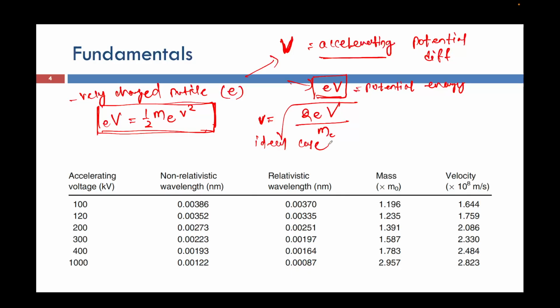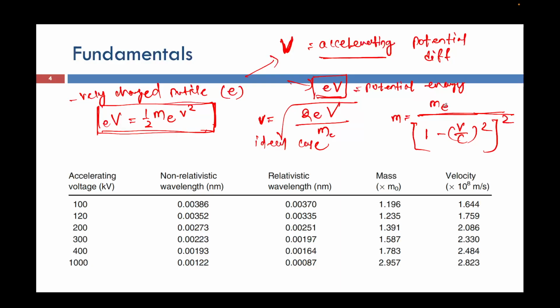But the relativistic effect acts on the electron when it is going at a very high speed, right? At that time the mass of the electron will increase due to this relativistic effect. How will it increase? I am just writing one equation: 1 minus v by c. The mass of the electron will start to increase as it gains velocity.